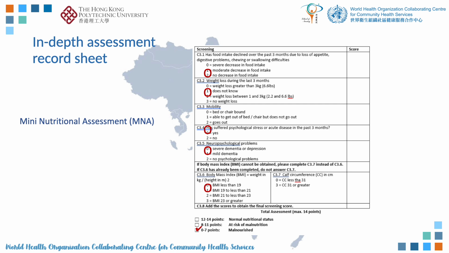For the vitality domain, the Mini Nutritional Assessment is used. This is a questionnaire-based scale. You need to read each question aloud to the older adults, record their answers on the form, and then calculate the total score. Finally, mark the corresponding nutritional category based on the total score.